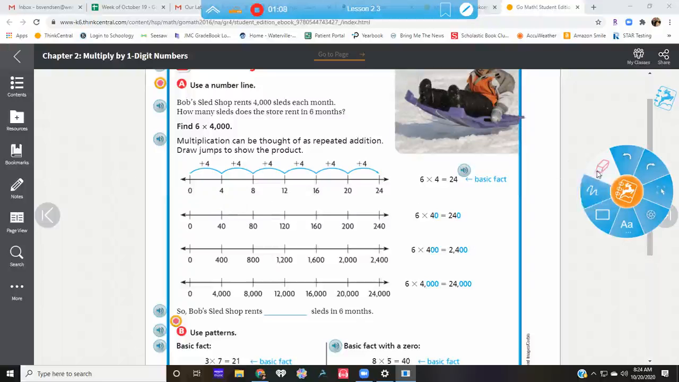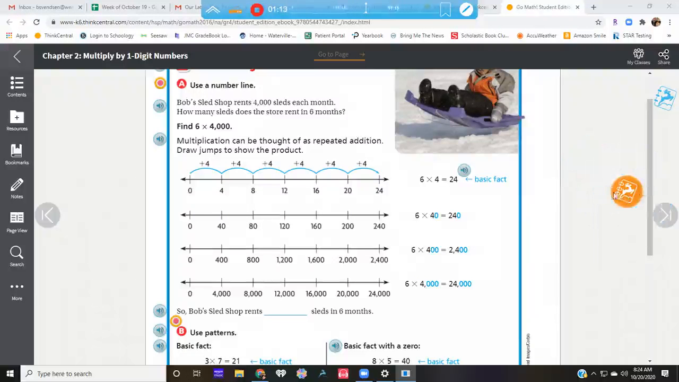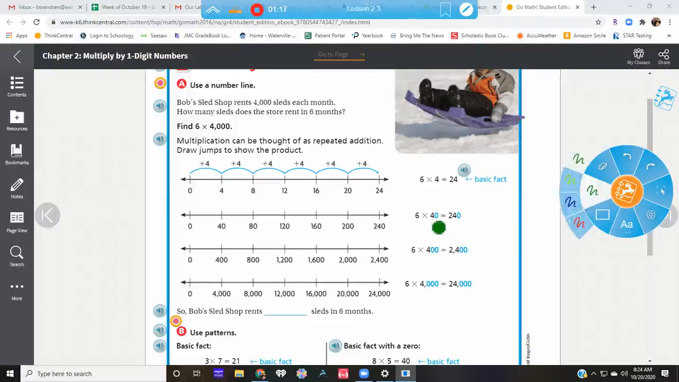Now, each time that we continue this process, we're going to add a 0. All we're doing is adding a 0. So all we have to do is add a 0 to the end. So instead of going 4, 8, 12, 16, 20, 24, we're going to go 40, 80, 120, 160, 200, 240. All we did was add 1 zero to the end of our product.